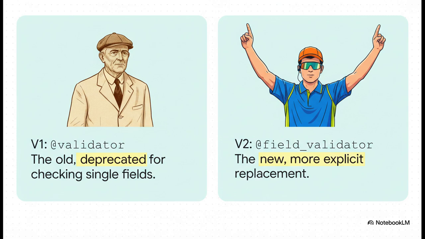Okay, the most common change you're going to run into is this one. In V1, you use the @validator decorator for your single field checks. In V2, that's been renamed to the much more descriptive @field_validator. It does the exact same thing, it's just clearer about what its job is. Honestly, this change will probably be like 90% of your migration work.